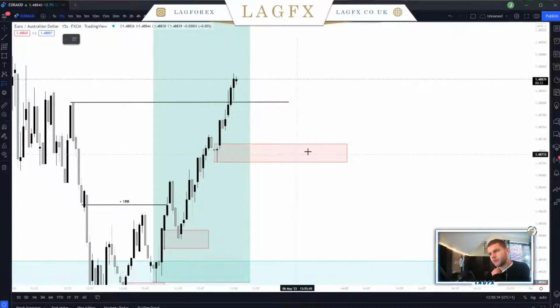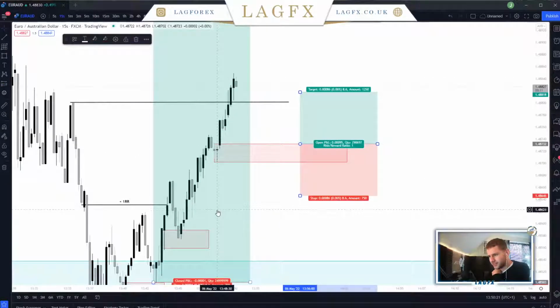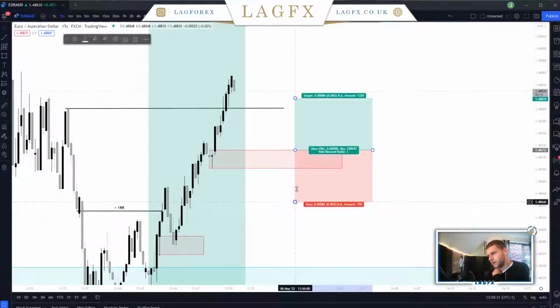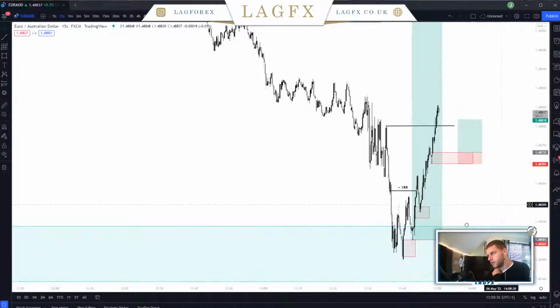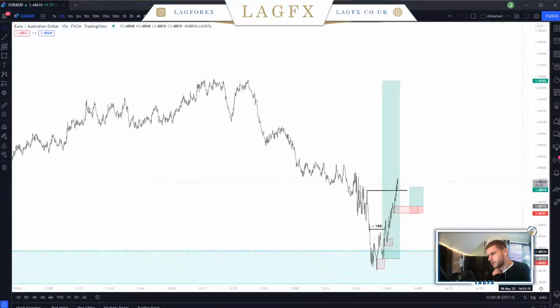I'm going to argue that we could have a pending order here, because I don't believe that there's really anything else that's been left mitigated. I think this is arguably the best region to look at. I could be wrong, but this is just going to be my prediction as of right now.